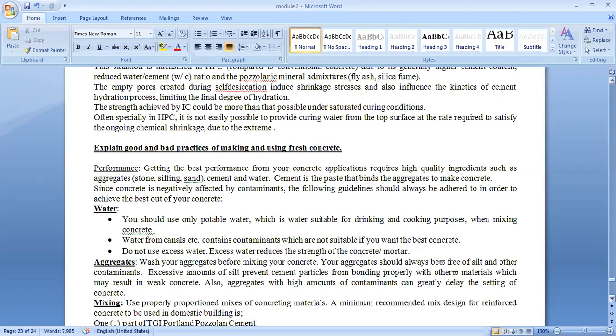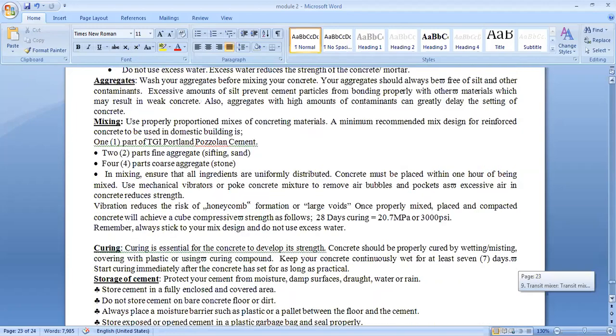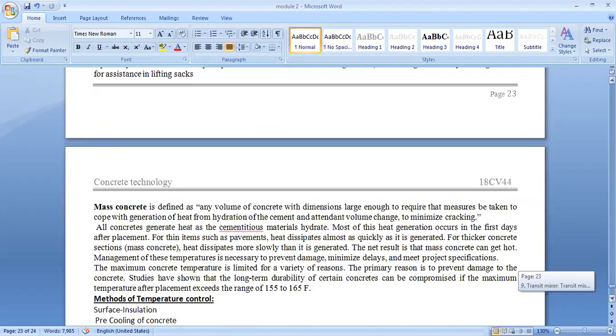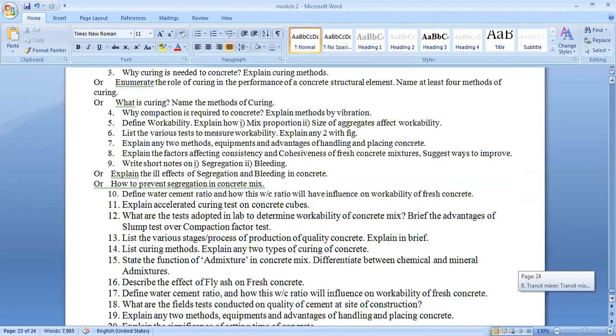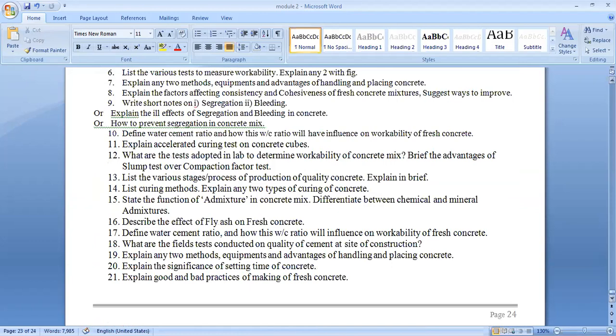Keep the concrete continuously wet for at least 7 days. These can be some points; we can discuss more points. With this we will complete our second mode. In the next class we will continue to the third mode. We'll stop.